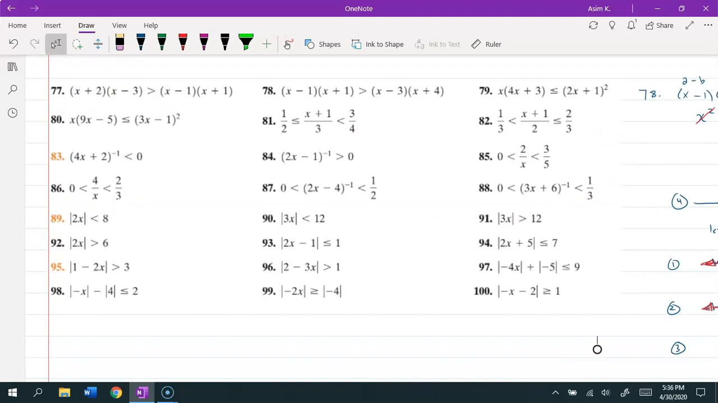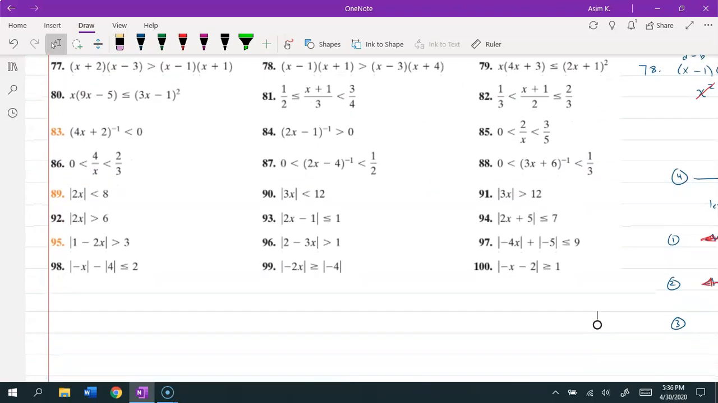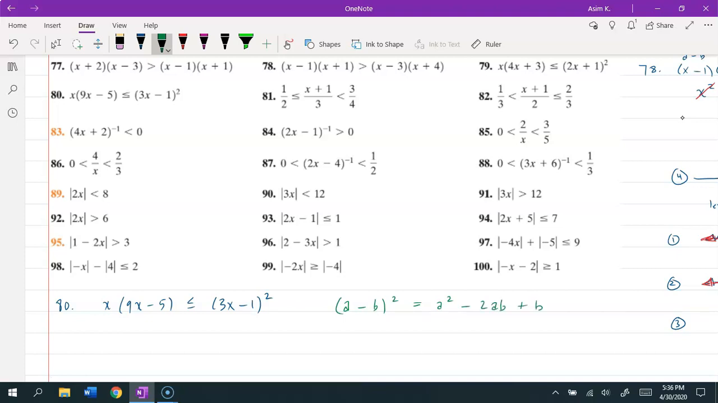Number 80 says x multiplied by 9x minus 5 is less than or equal to 3x minus 1 whole squared. All right, so for this one, one of the ways that we can expand 3x minus 1 whole squared is to use the a minus b whole squared formula, which says a squared minus 2ab plus b squared. The other way to do it, in case you forget the formula, is to just go ahead and use the FOIL method, and you'll get to that same exact conclusion. So here's what we'll have.